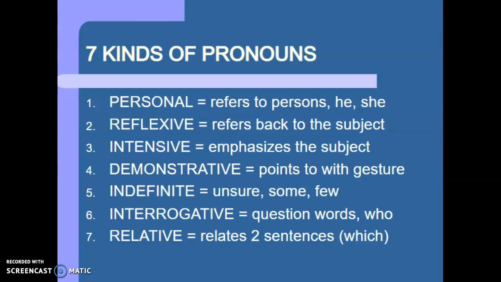Number 4, demonstrative pronouns. They point with gesture. The next one is indefinite pronouns, such as few, some. The next one is interrogative, and these are question words such as who. And relative pronouns, and these relate to sentences.